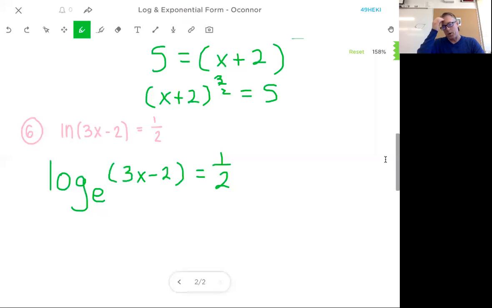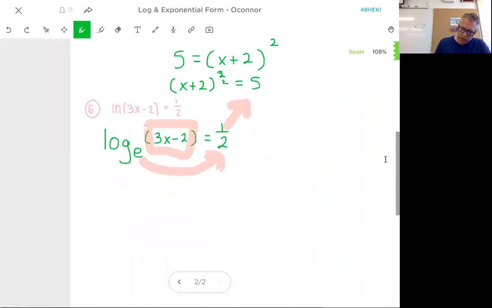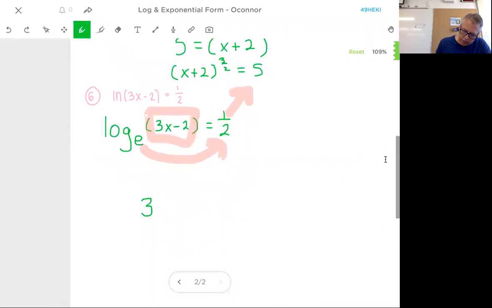Okay, e is a number. So it's roughly 2.7, just like pi is roughly 3.14. So if I write it in this way, I can use the same method. This will stay. e moves over. That moves up. And so my answer would be 3x minus 2 is equal to e to the 1/2 power.